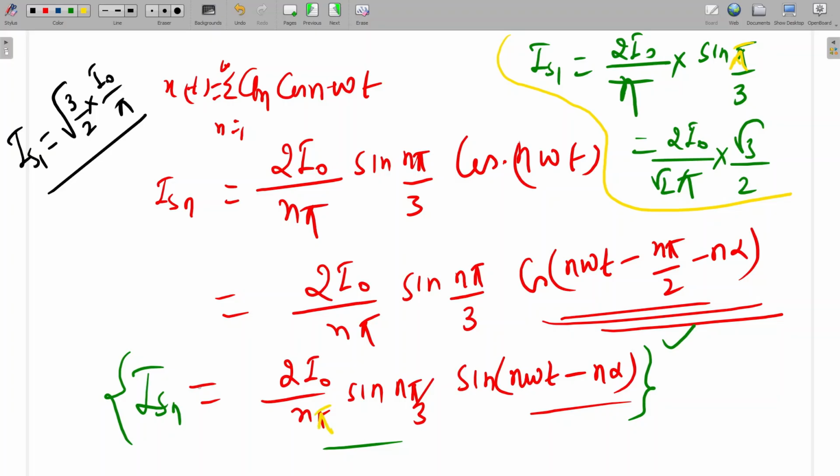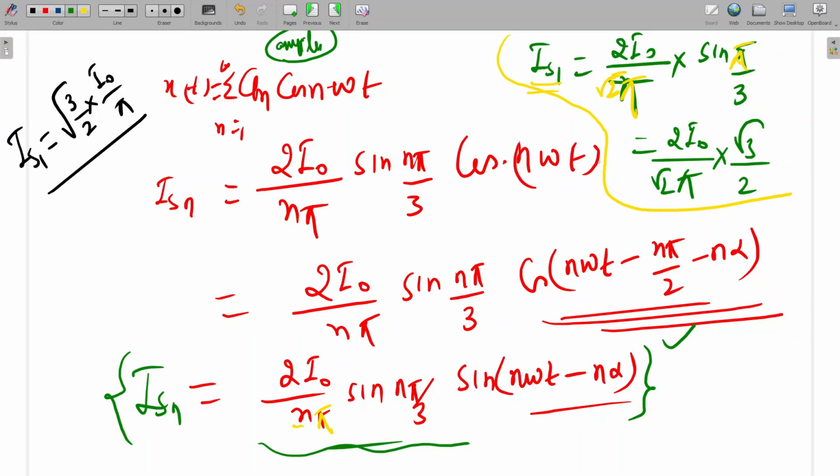IS1 will be 2 I naught by pi, since we are putting at 1. So this 2 is the amplitude only. So it should be divided by root 2 here for RMS. Okay, sir. RMS means should be divided by root 2. Like in 2022 they have asked amplitude. So if they ask amplitude, then we should not divide it by root 2. In that case, this magnitude only we should write.